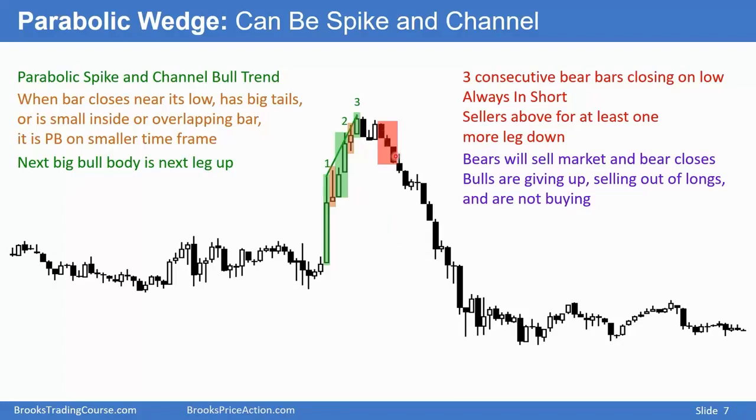After the second or third bear close, bears start selling closes. It becomes a sell the close bear trend, and the bulls are giving up. No one left to buy.